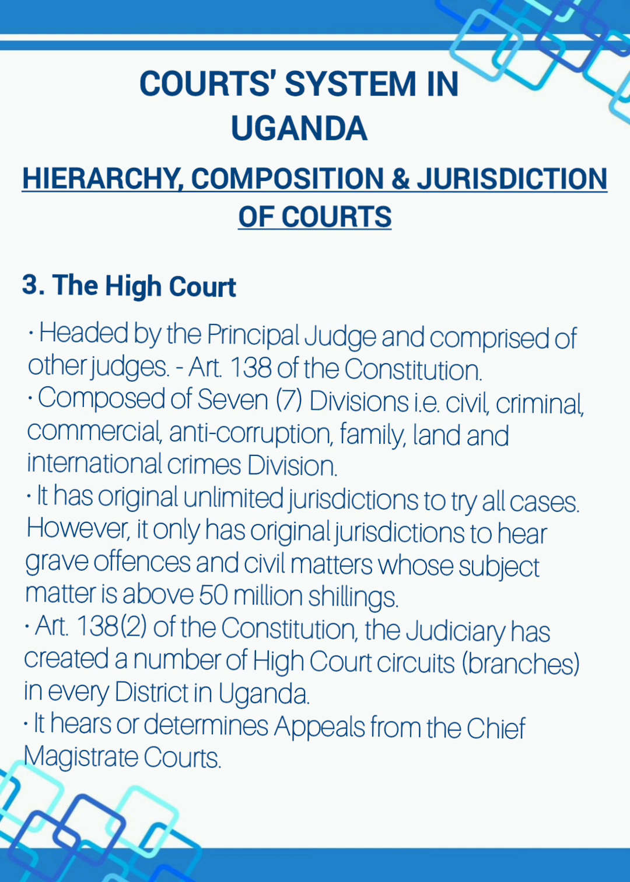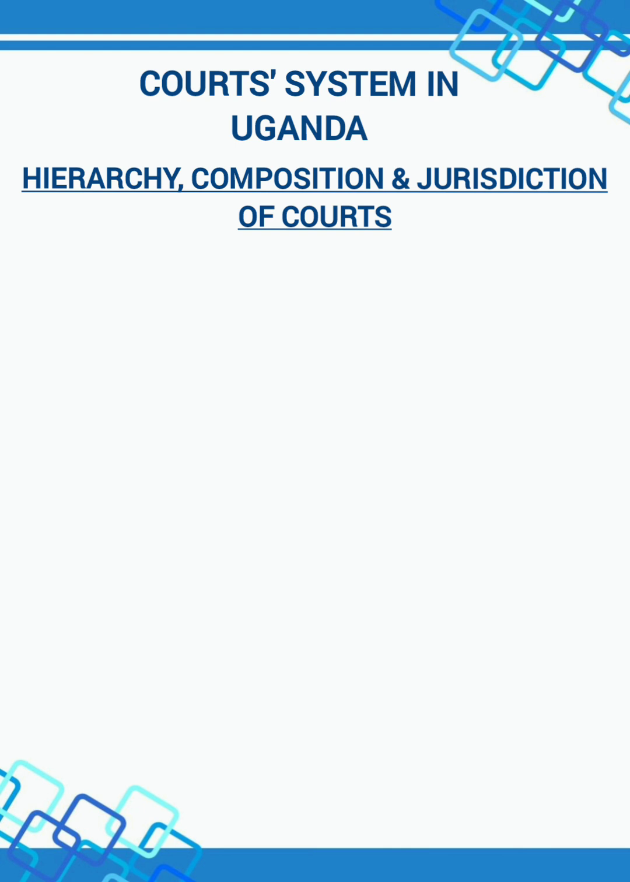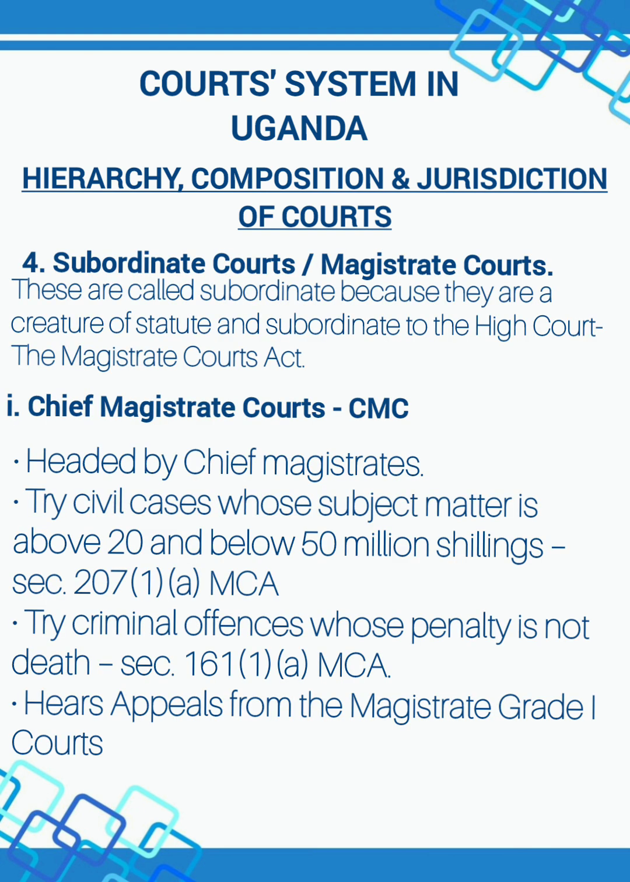So let's go to magistrate courts. Hope you've understood me. Let's go to subordinate courts. Whenever you hear about subordinate courts, they mean magistrate courts. Magistrate courts are divided into 3: we have the chief magistrate, magistrate grade 1 and magistrate grade 2, right? Let's start with the chief magistrate. The chief magistrate courts are headed by chief magistrates and try civil cases whose subject matter is above 20 million shillings but below 50 million shillings.